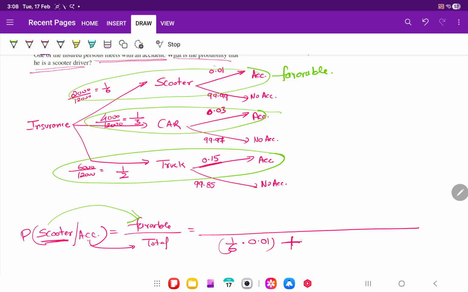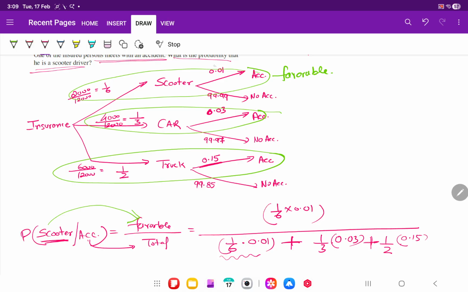Or plus, by car and accident done, or by truck. By truck is 1 by 2. Probability that it is done is 0.15. Out of that, the first one is favorable, this one, that it is done by scooter, 1 by 6 into 0.01.